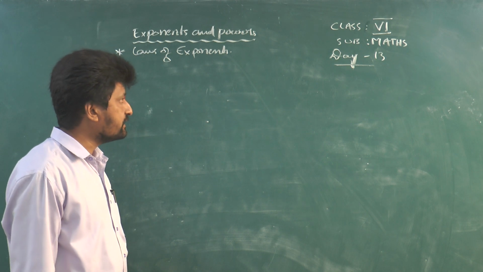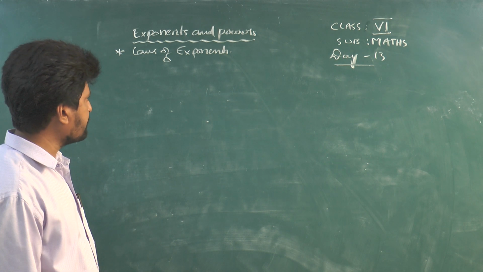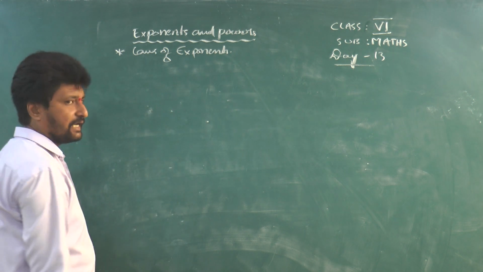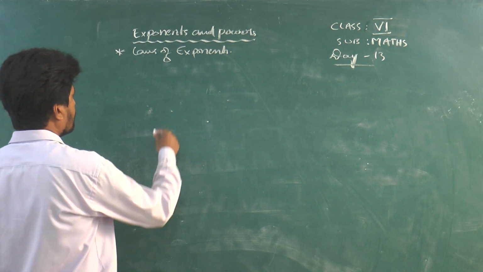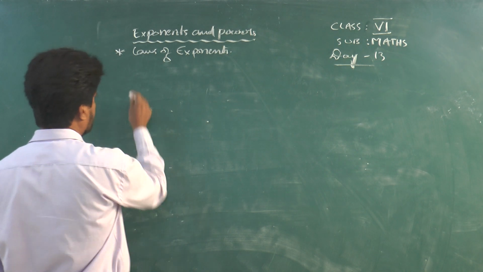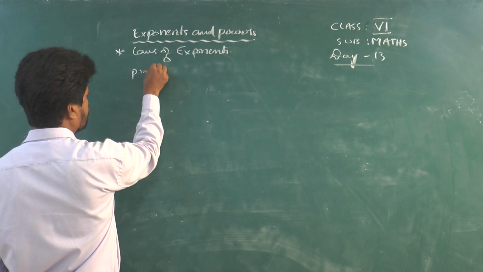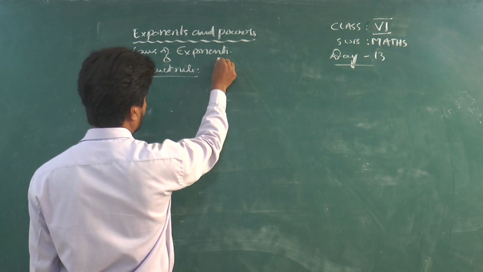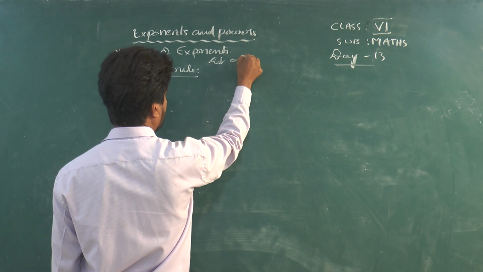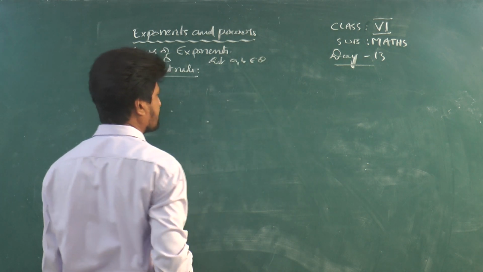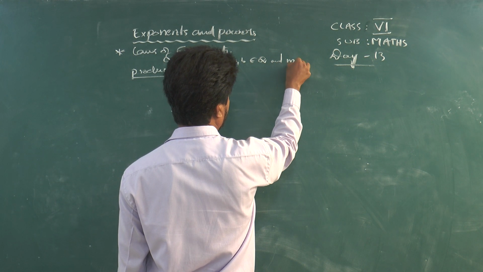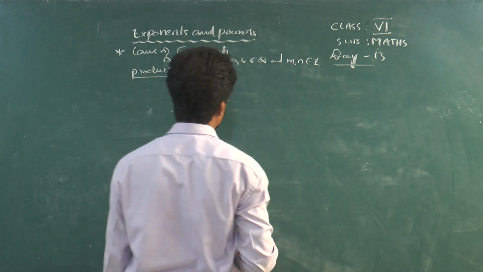And today, in sixth class, in the topic exponents and powers, we are discussing the laws of exponents. In that, first of all, the product rule. What is that? Let us suppose that a, b are rational numbers, and m, n are integers.